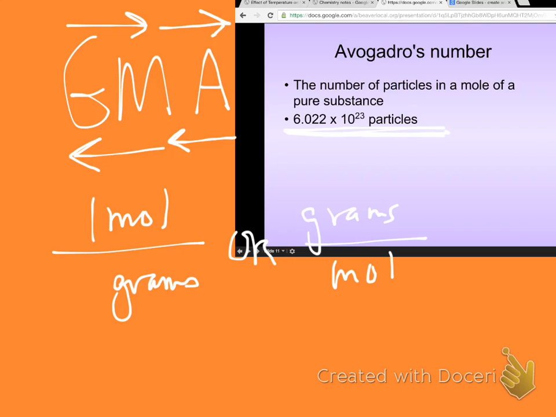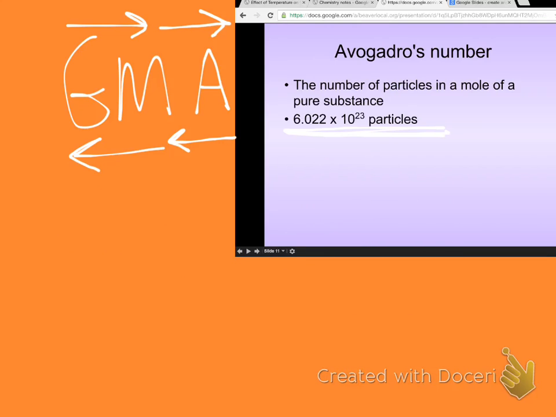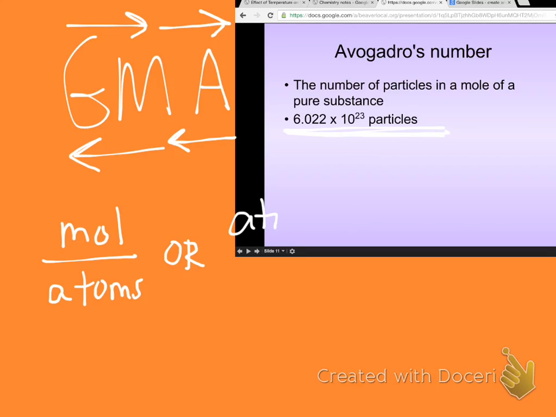So now, instead of using these conversion factors, we're going to start using moles over atoms, or atoms over moles, because we're converting back and forth between atoms and moles. So, we said Avogadro's number is the relationship. If you would like to get Avogadro's number tattooed on the inside of your arm, I'll let you take all your tests wearing short sleeves. You're going to use it that much for a while.